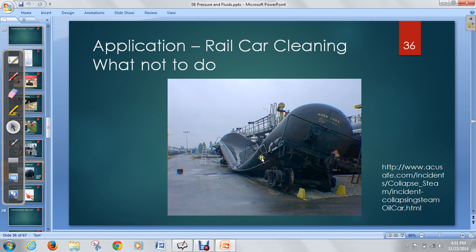It could collapse that rail car, because once that steam and all those chemicals cool down, they create a low pressure. So the high pressure on the outside can actually implode those rail cars. That is pretty cool. That's how strong it is, but that's what not to do for your rail car cleaning.